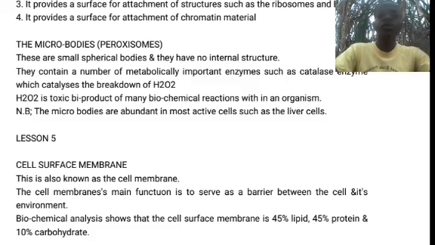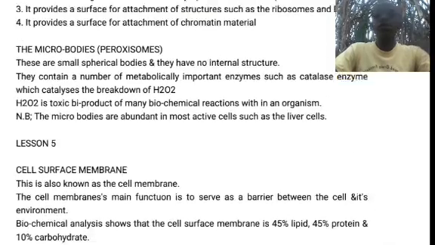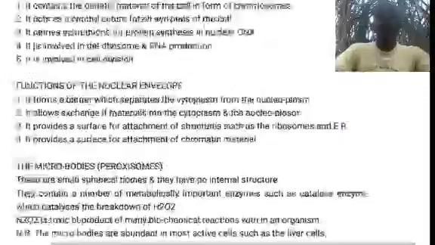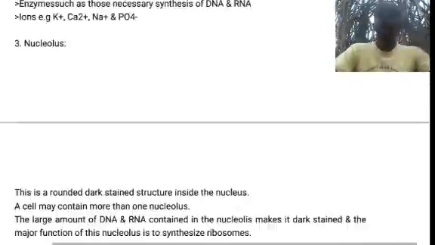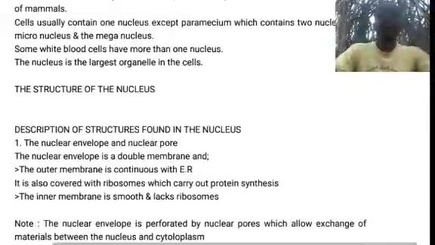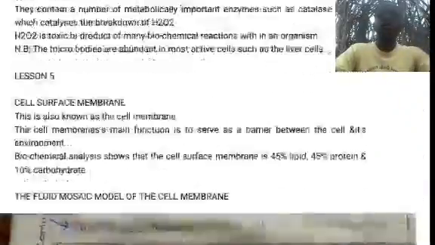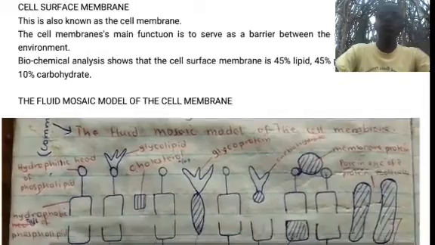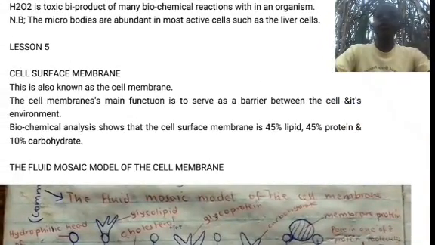And now this is our lesson 5 in our advanced level biology. The other time we looked at the microbodies, we came to look at the nucleus, we saw the diagram of the nucleus, functions of the parts of the nucleus, and now we are coming to look at our lesson 5, which is the cell surface membrane.